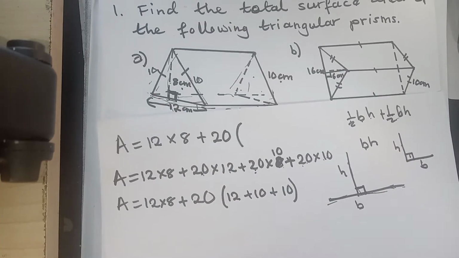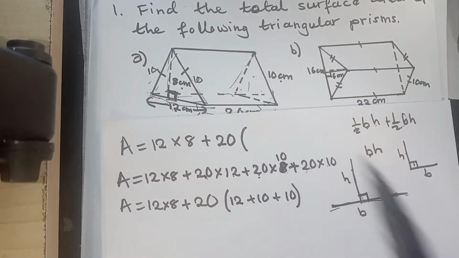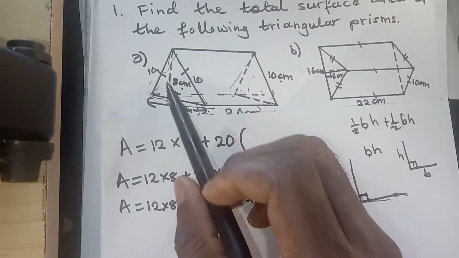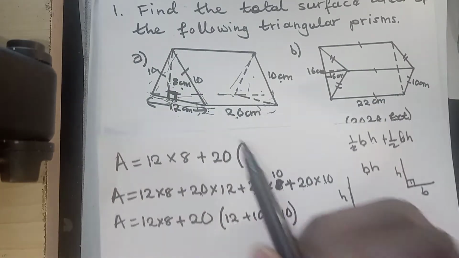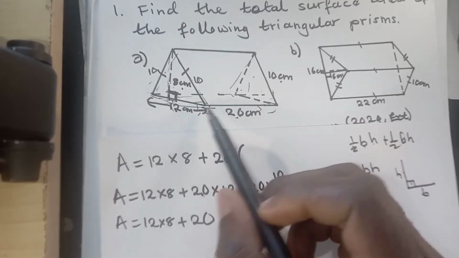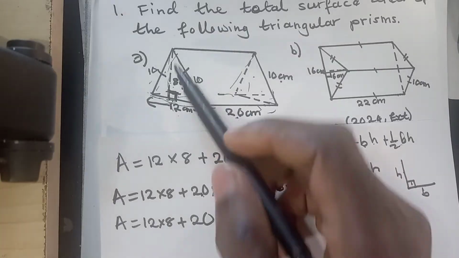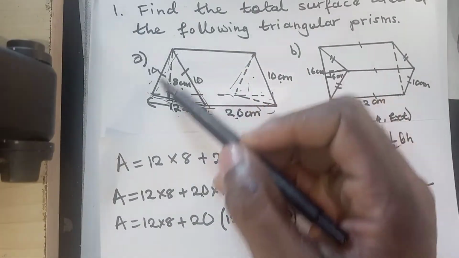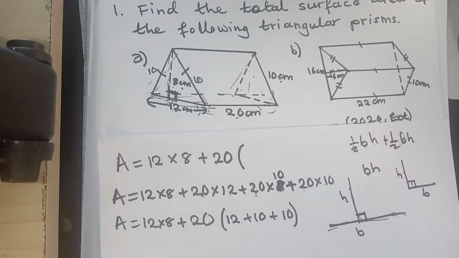So in short, what you do to find the total surface area of a triangular prism is you just multiply the two perpendicular sides of the triangular face. And then once you do that, get the height of the triangular prism. The height of the triangular prism is the distance between the two triangular faces. You have this triangular face and this triangular face, and then the distance between them is the height of the triangular prism.